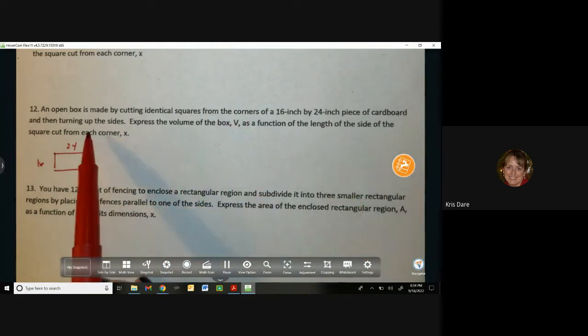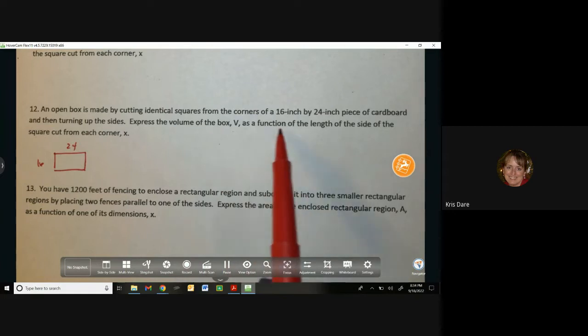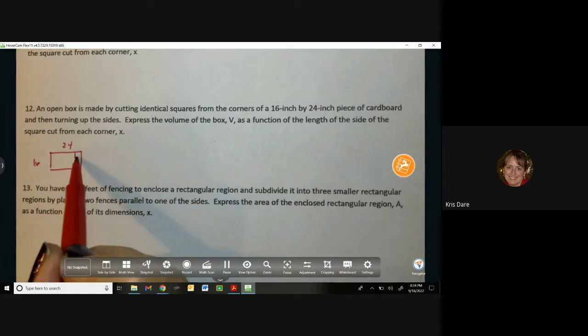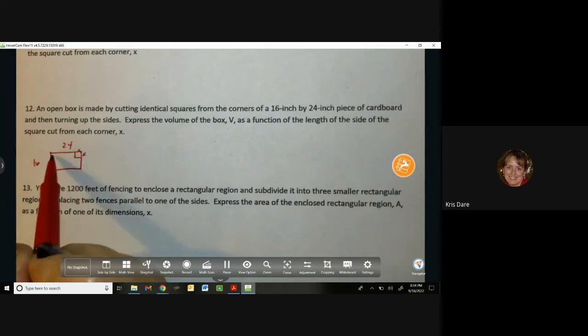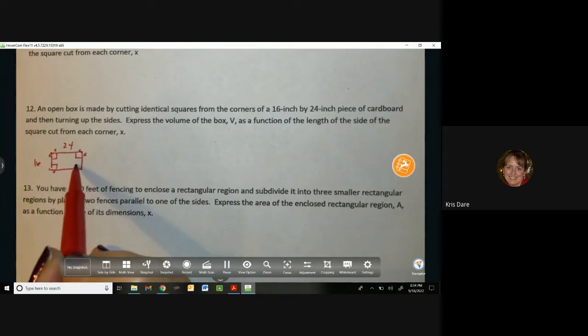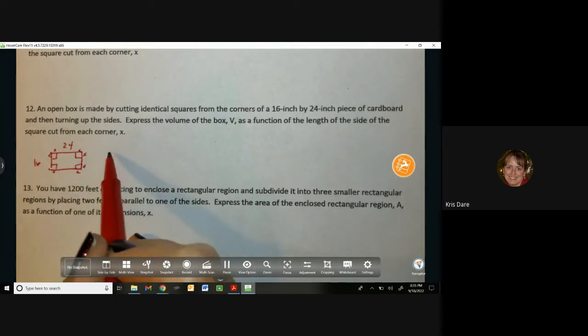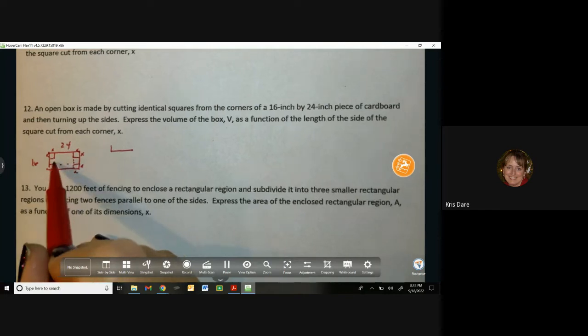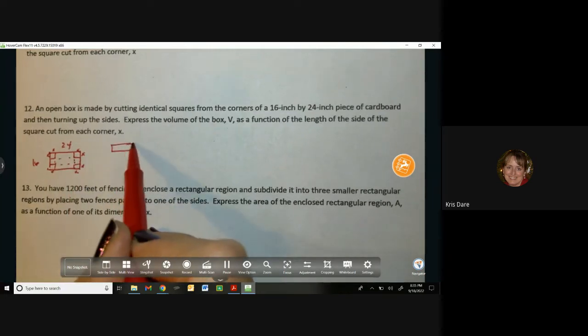And how big are those squares supposed to be? This says the side of the square cut from the corner. So I'm going to cut these little corners off, and they're going to be X by X. Those are still squares because it says so. Okay, so when I fold along here and here and here and here, and I fold those up, I now have a box.